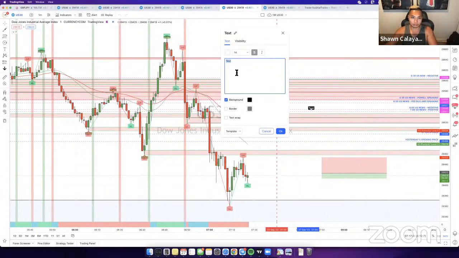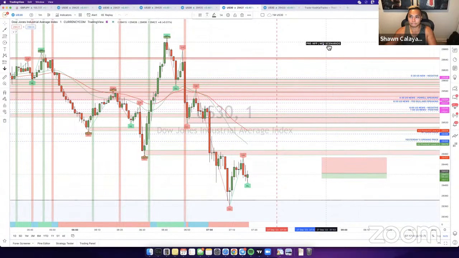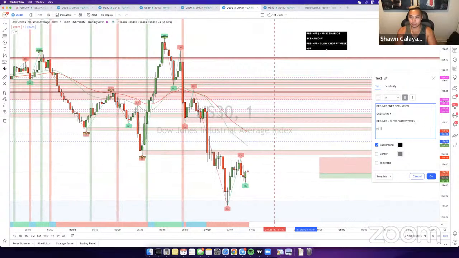So like, I'll just put pre-NFP, NFP scenarios. And if you guys have been trading with me for a while, you guys have seen this. It happens like every time. So typically what happens, scenario number 1: pre-NFP, slow, choppy week. NFP, correctional, great week. That's like scenario 1.